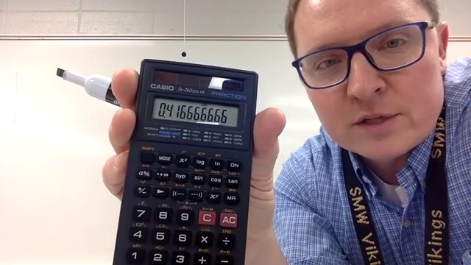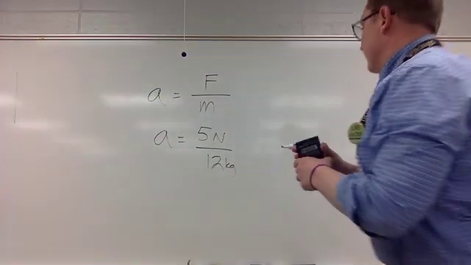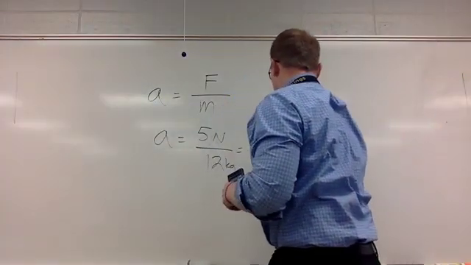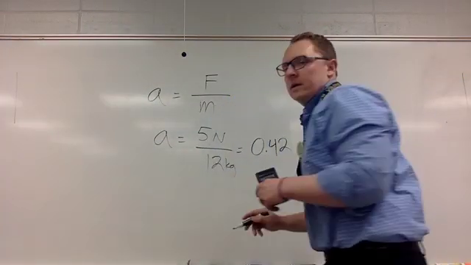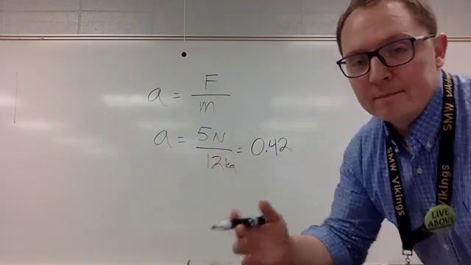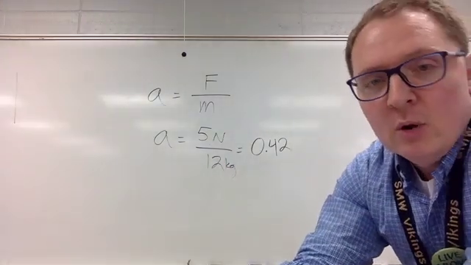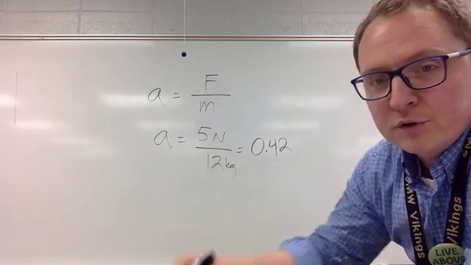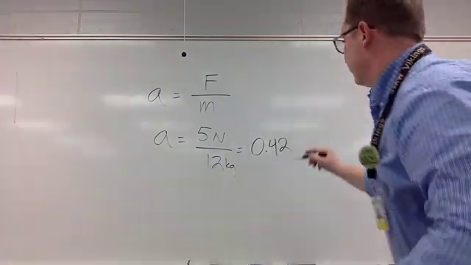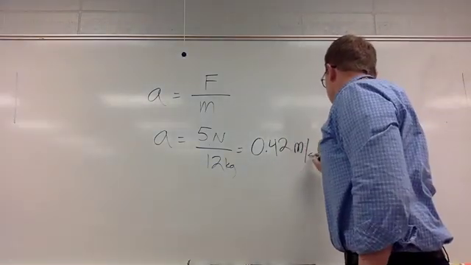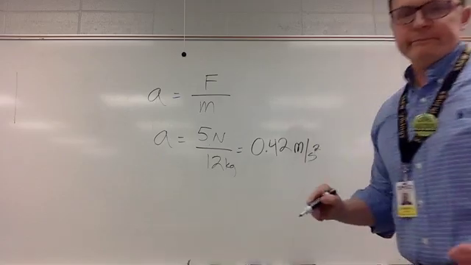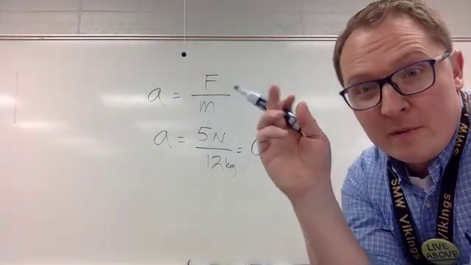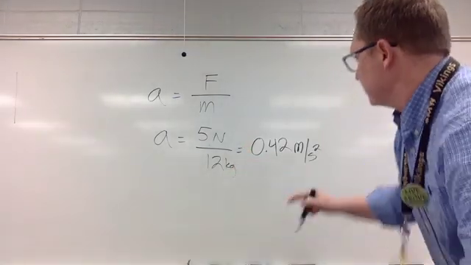The 6 requires us to round that up to a 2. So our answer is going to be 0.42. But 0.42 what? We need a label here, right? We solved for acceleration. A lot of you just remember now that acceleration for us is in meters per second squared.